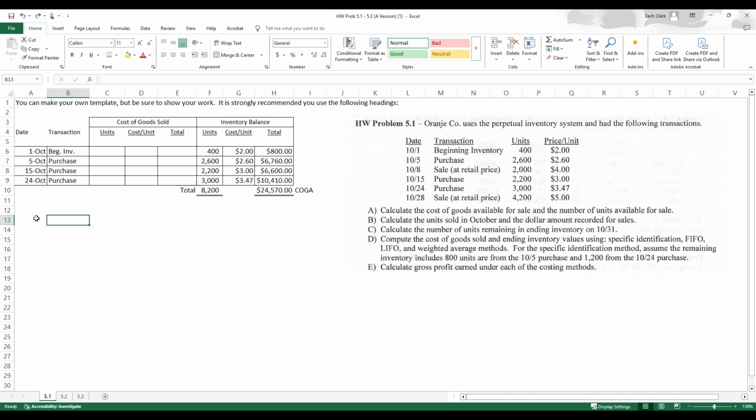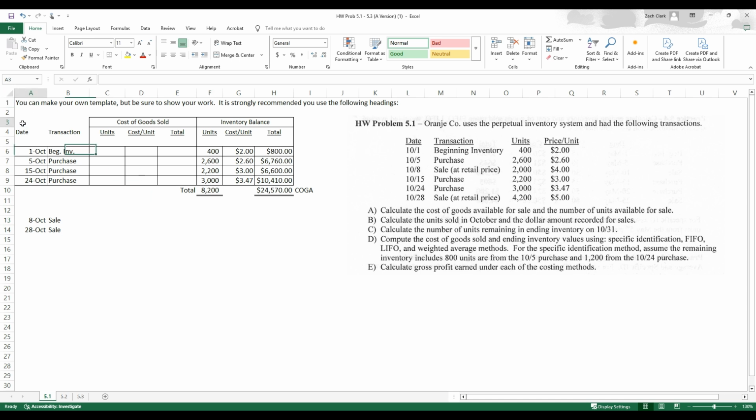And then let's put our two sales transactions down here. 10.8 and 10.28. And this is a sale and a sale. And this is more where we'd have it over in this general section here with our cost of goods sold. But we're kind of doing this differently, I guess. If we are doing our specific identification method here, we're just going to say our total sales is the difference.